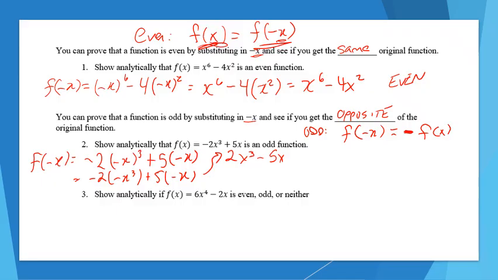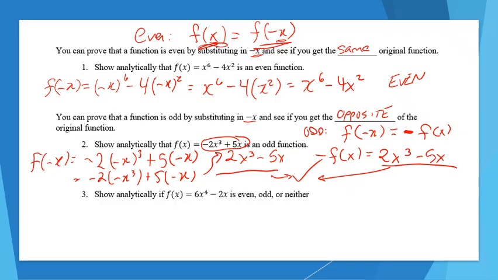Now what we need to find is negative f of x. And so you literally just take this function and flip the signs on every coefficient, so that negative 2x cubed becomes positive 2x cubed, and that plus 5x becomes minus 5x. Because these two functions are the same, this is going to hold true and will be an odd function. Now we need to show analytically if this function right here is even, odd, or neither.